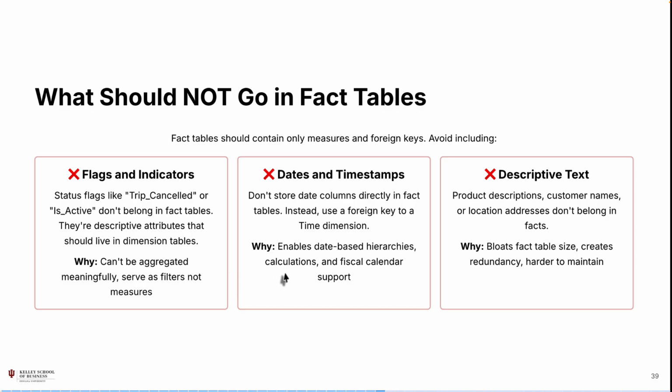The second category is dates and timestamps. Don't store a raw date column. Instead, use a foreign key to link to a dedicated time dimension. The third is descriptive text. Product descriptions or addresses should not go into a fact table, as this will significantly increase the size of the fact table and create unnecessary redundancy.